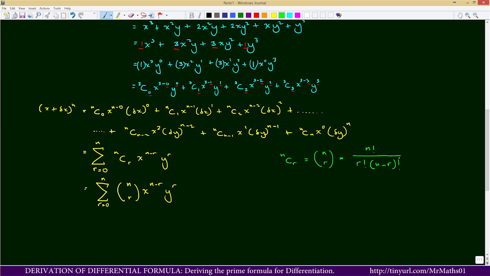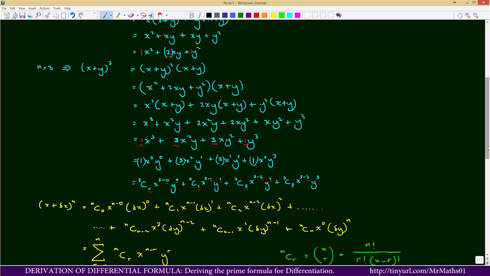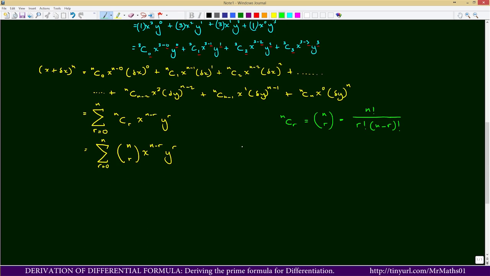Okay, as I have already highlighted to you, the first coefficient is always 1. The second coefficient is always the same as the value of n. The second last coefficient is also equal to n, and the last one is always 1. So I can summarize that: nC0 is always 1, and nC1 is always equal to n. If you don't believe me, you can use your calculator.